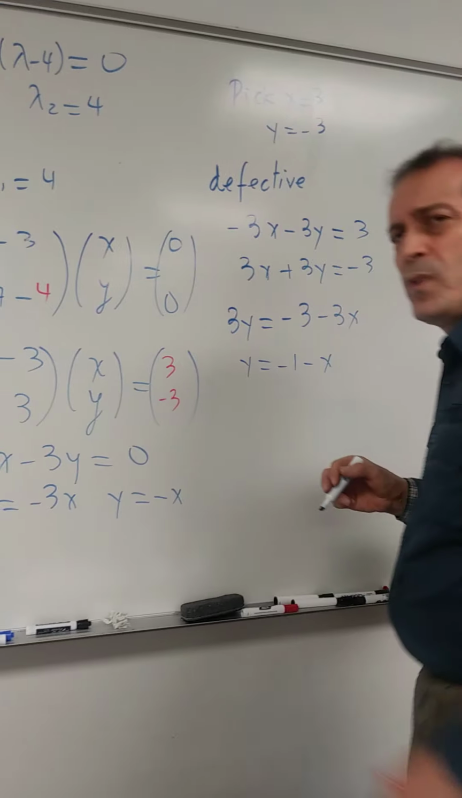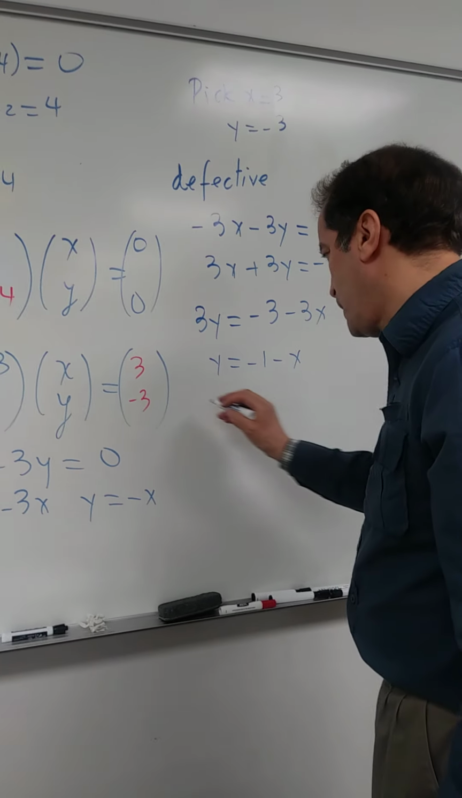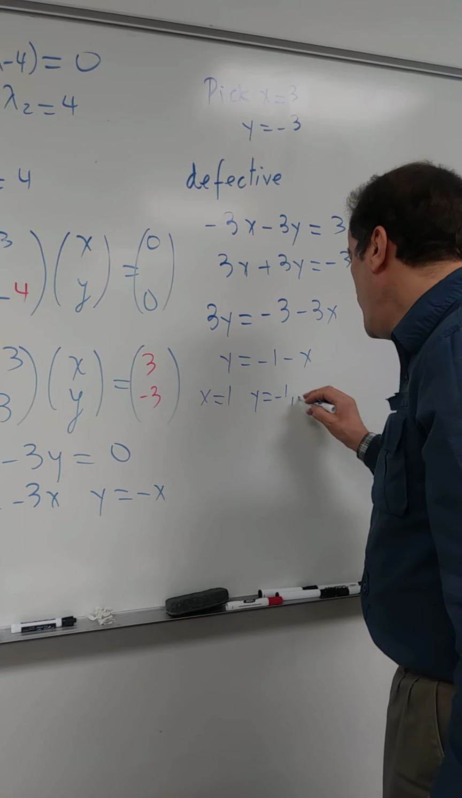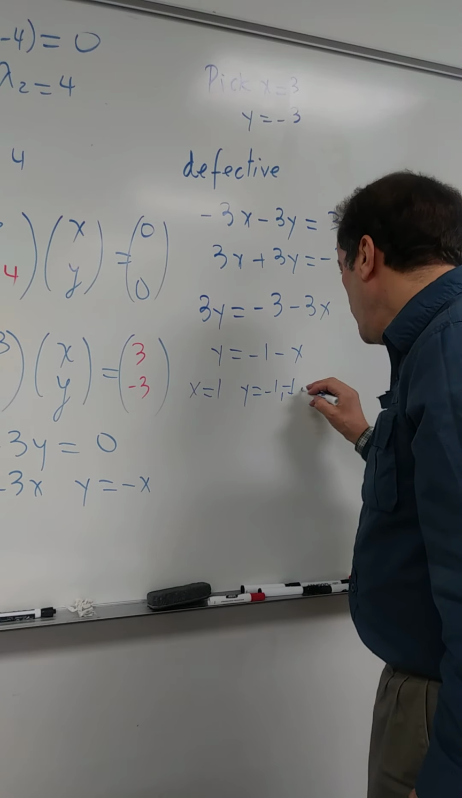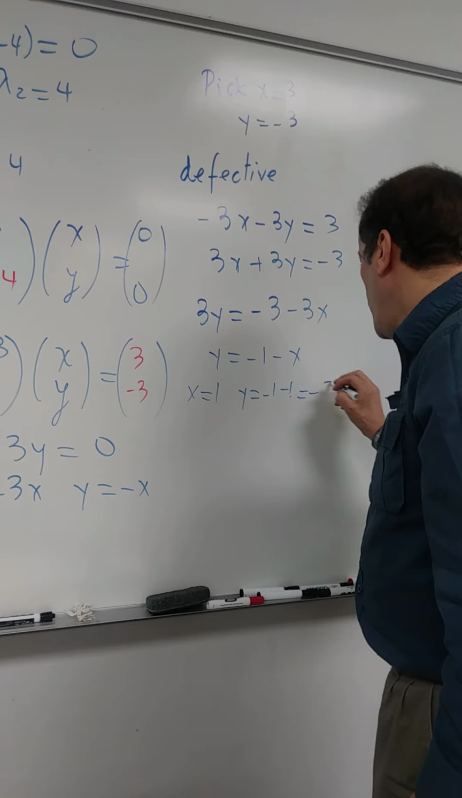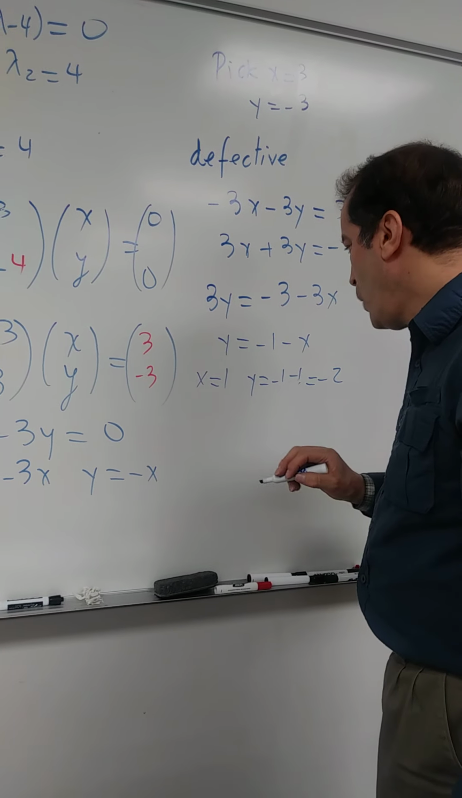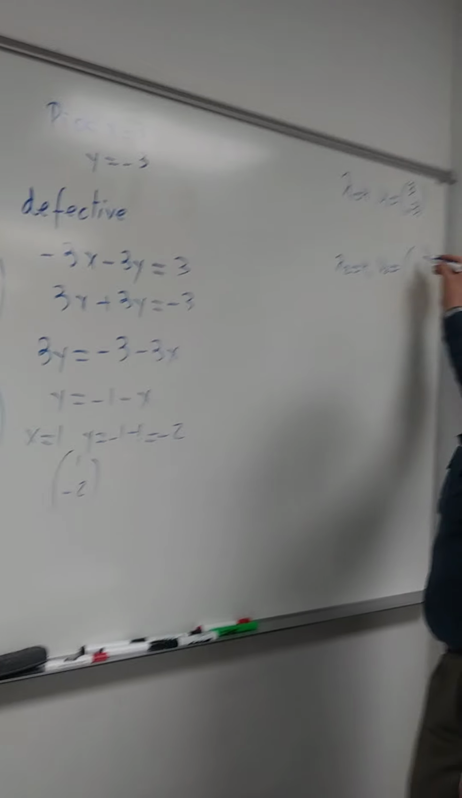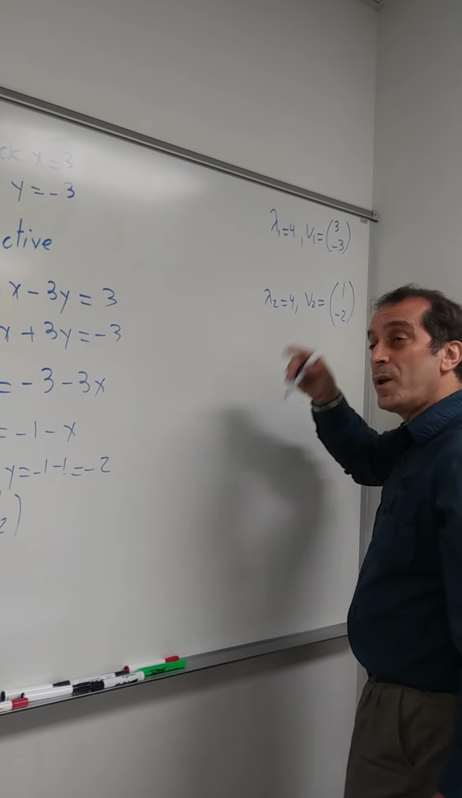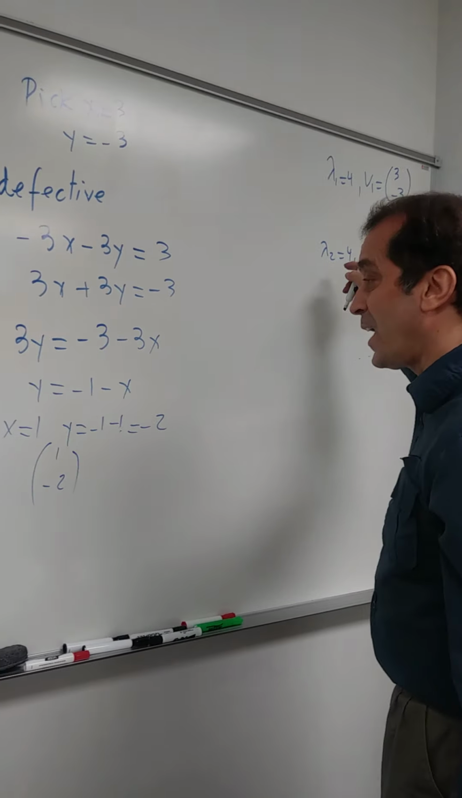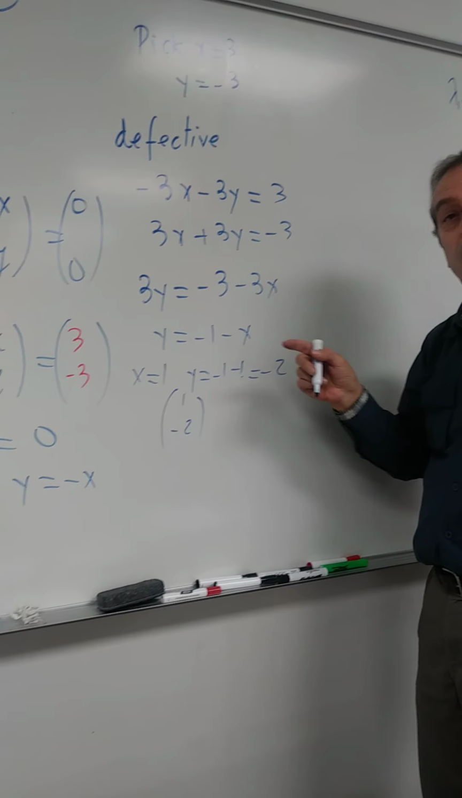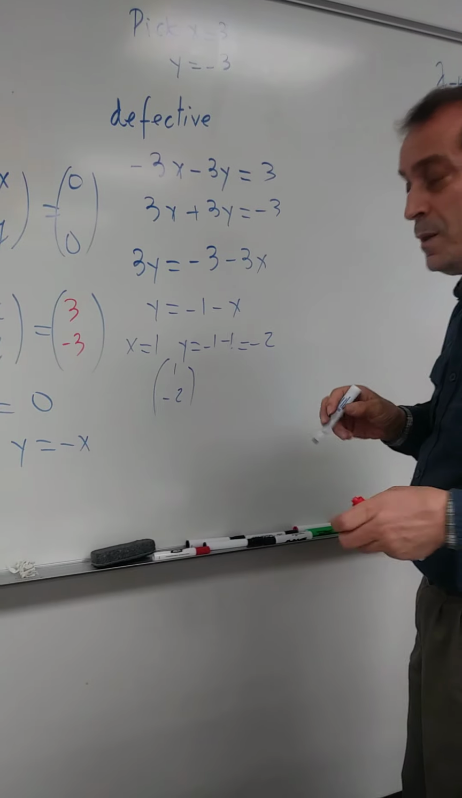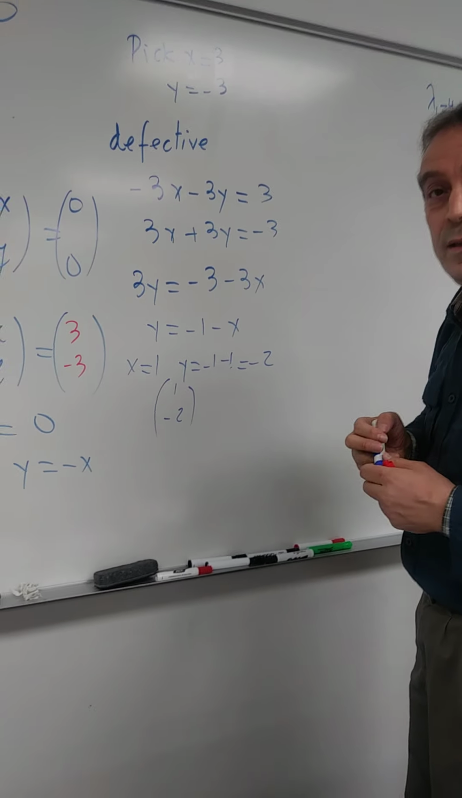Pick any number you want for x. I'm going to pick x equals 1 this time. X equals 1, so y equals minus 1 minus 1, which is minus 2. X equals 1, y equals minus 2. So my vector is 1, negative 2. And now we were able to get a second eigenvector for this eigenvalue. And again, I'm going to send you the proof as a document, and I'll put it in a separate video.